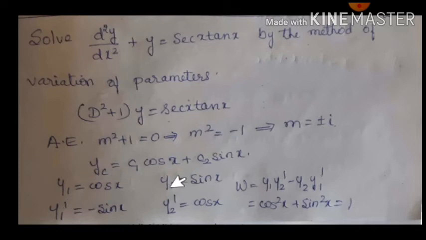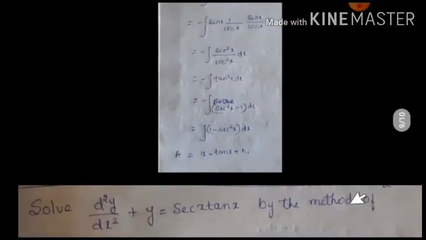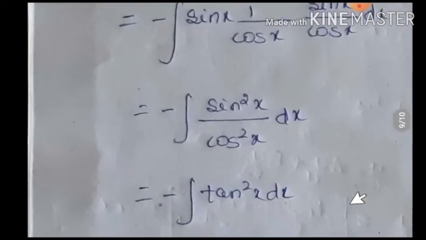write y1, y2, then find the derivative of that. y1 dash is minus sin x, y2 dash is cos x. So W can be written as y1 into y2 dash minus y2 into y1 dash. So cos into cos is cos square, according to the formula minus, but here again minus is there, so it becomes plus sin into sin, which is sin square. Cos square plus sin square is 1. So the Wronskian is constant. W is 1.